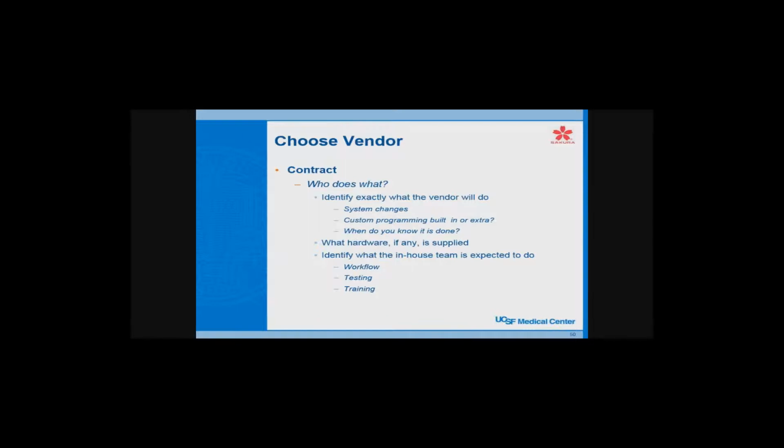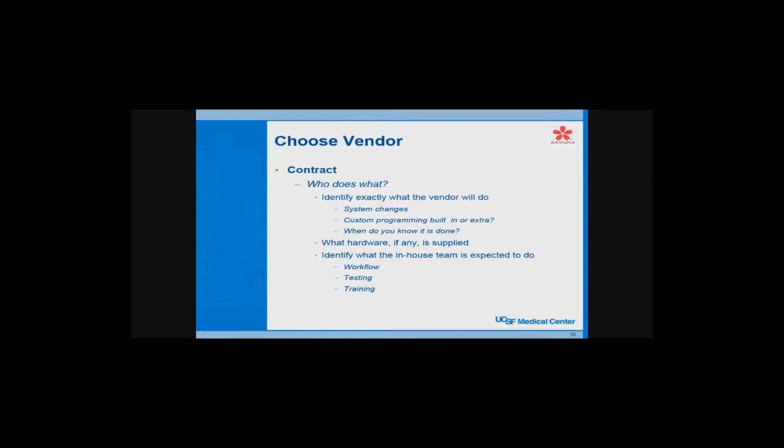When you finally choose a vendor, you're going to write up a contract. And basically, the contract is saying who does what. So you need to be sure it's identified and that you understand exactly what the vendor's going to do, what kind of system changes they're going to make, whether you'll need custom programming, or you allow some leeway for custom programming because it probably will come up. And then really, how do you know when they're done? How do you know when the system is finished? Is it the day you go live or is it 2 weeks later? Those are the things you have to figure out in the contract.